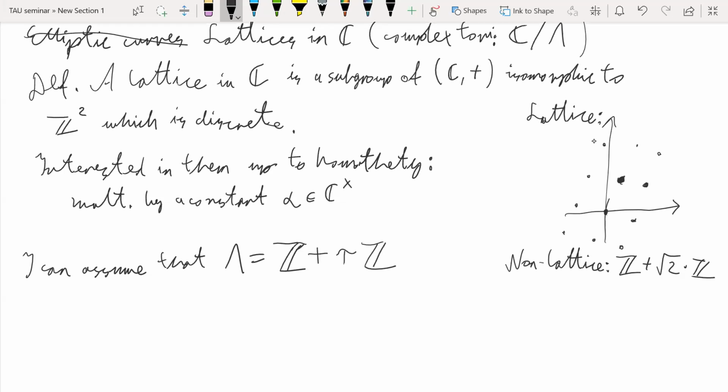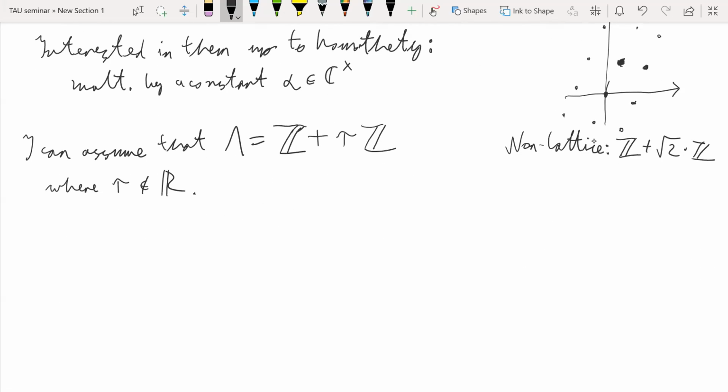So z, and then where tau is not equal, tau is not a real number. Right? And with that in mind, we can again try to see to what sense this tau completely determines.